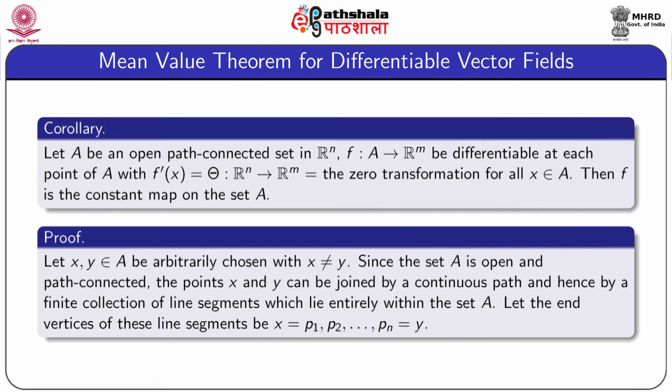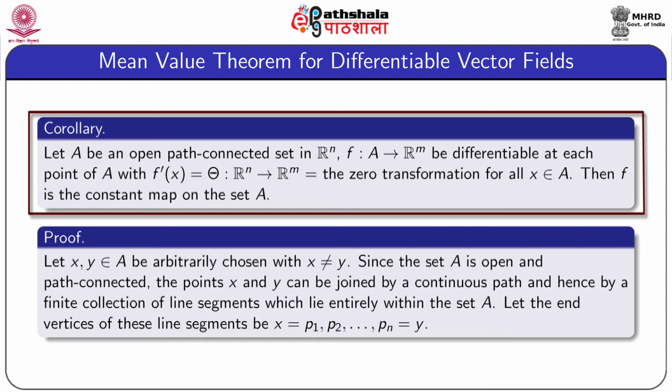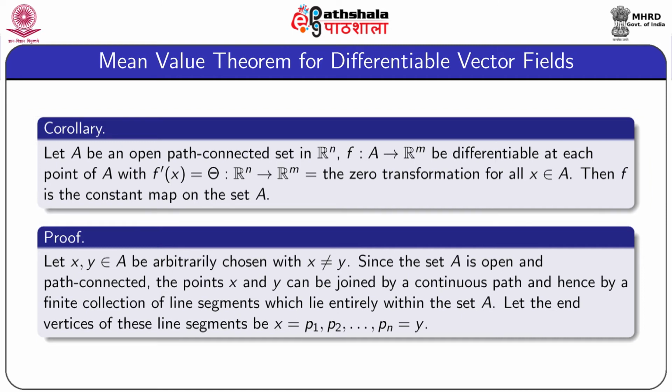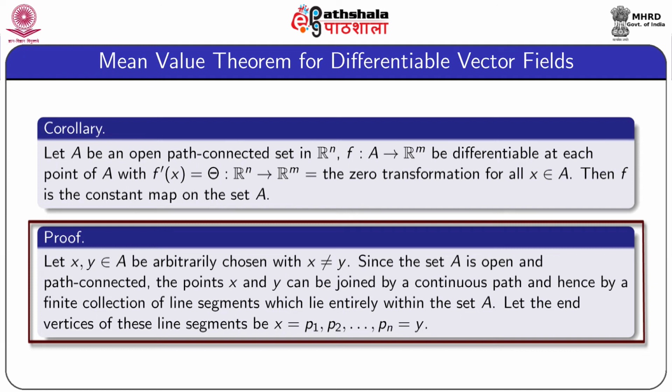Corollary: let A be an open path connected set in Rn, f from A to Rm a vector field, and we assume that it is differentiable at each point of the set A with f dash x being the zero transformation from Rn to Rm. We claim that f is the constant map on the set A. We give the proof. We select x and y arbitrarily from the set A with x and y different.